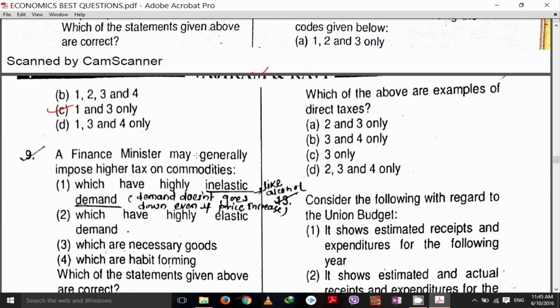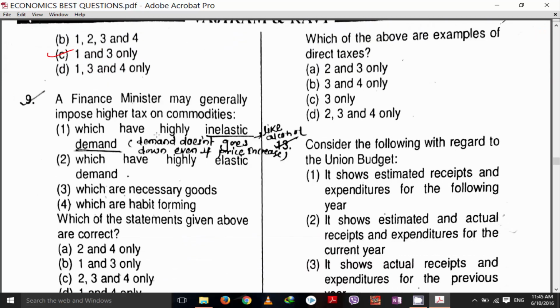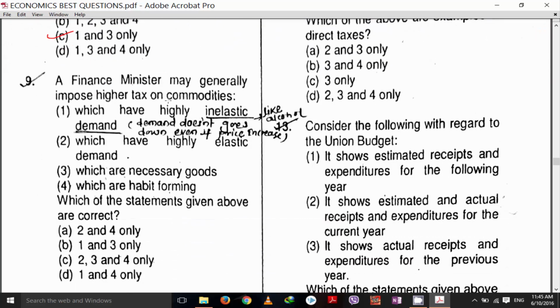The next, finance minister may generally impose higher taxes on the commodities which have highly inelastic demand. Inelastic demand means what? The demand doesn't go down if the price increases. For example, alcohol, the consumption of alcohol will be the same if the prices increase.